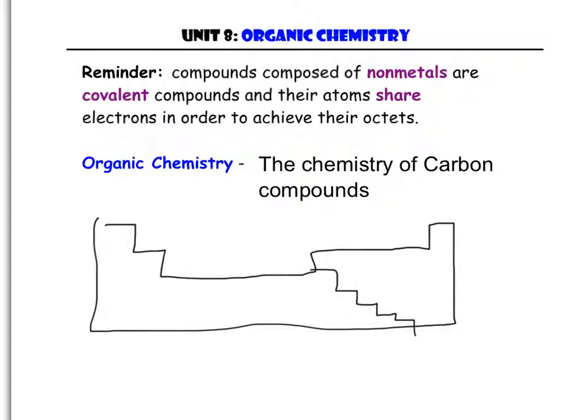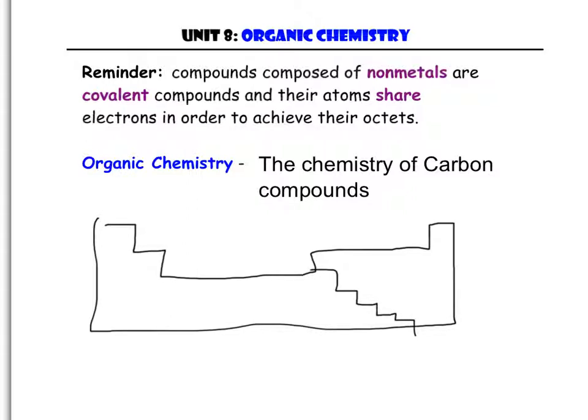Before we delve further into this unit, I do want to take a moment to remind you of some basic properties of chemistry. So compounds composed of nonmetals, that is, elements on the right side of the stair-step line plus hydrogen up here, are covalent compounds, and their atoms share electrons in order to achieve their octets.